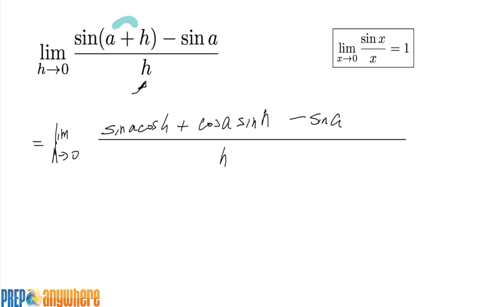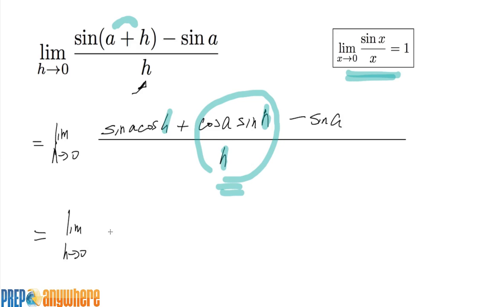Alright, so we have some h's now. Particularly I'm interested in the sine of h. Okay, so there's h here. So clearly I want this. It's something that we can evaluate now using this property of trig limits. So let's separate that: cosine of A times sine of h all over h.